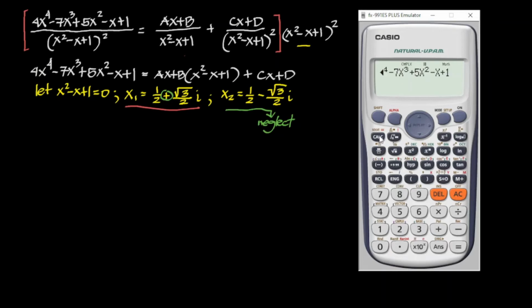Then press calc. Then input natin yung value ni x. So we have 1/2 plus square root of 3 over 2. Tapos yung I, ito yung I. So ang gagawin is shift. Tapos ito. Ayan. Tama ba yung pagka-input? Check natin. Tama. Now, press equals. Ayan. Kung mapapansin nyo, ang lumabas is math error.